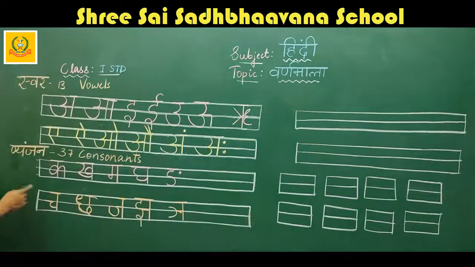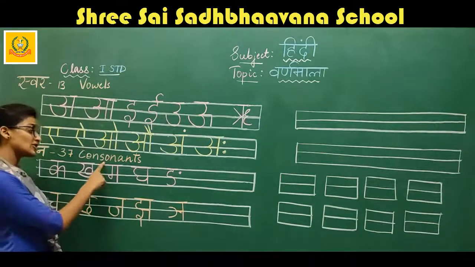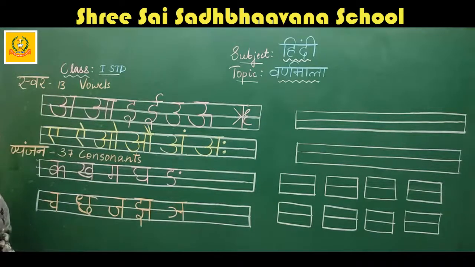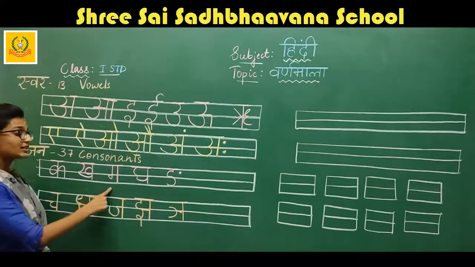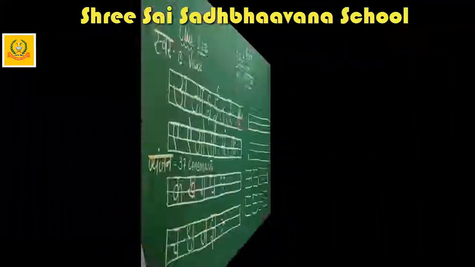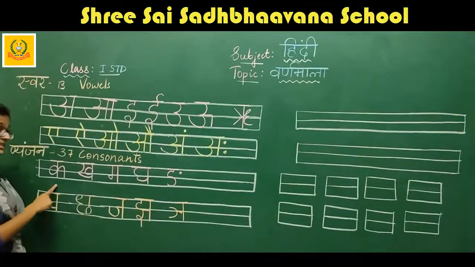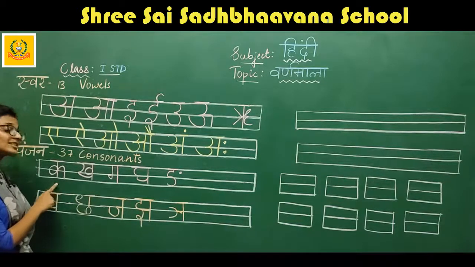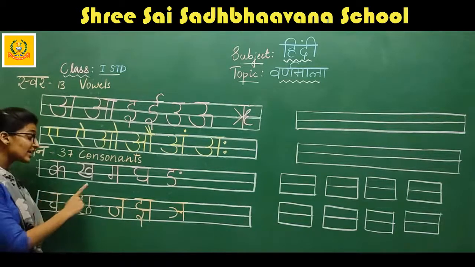Next we learn Vyanjan. What is Vyanjan? Vyanjan is also known as consonants. They are 13 in number, and in the previous class we learned Khavarg and Chavarg. In Khavarg, the letters are K, Kha, G, Gha, Nya. K says Khalika.